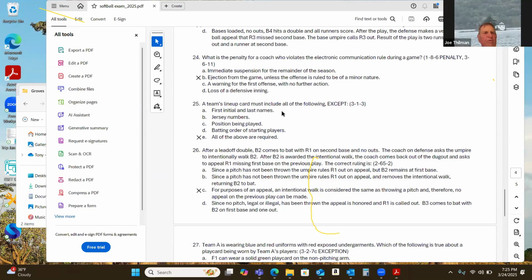Remember 24? 24 was B, ejection from the game unless the offense is ruled to be of a minor nature. So what I was just saying is that if it's major, the rule supports you ejecting that coach from the game. But if it's really kind of a, hey, I was kind of out of the dugout when I was communicating with the player, or I didn't know, then if it's a small thing, correct it and give them a warning and move on, or restrict them to the dugout. But certainly the second offense, you would eject them from the game.